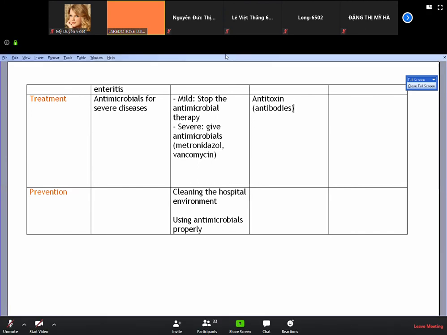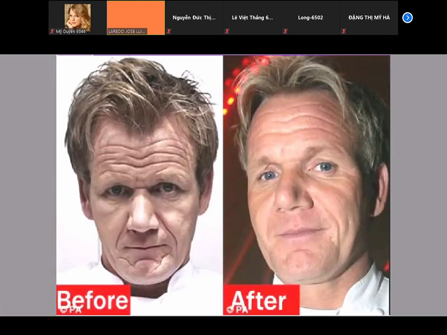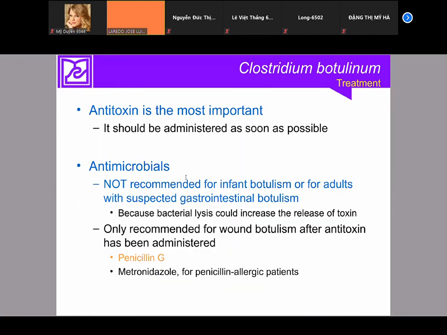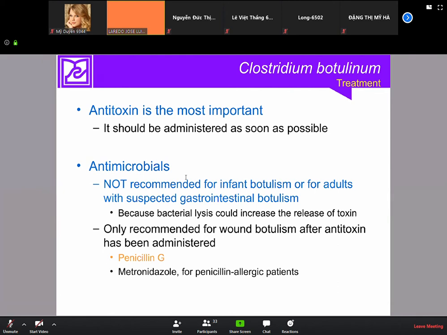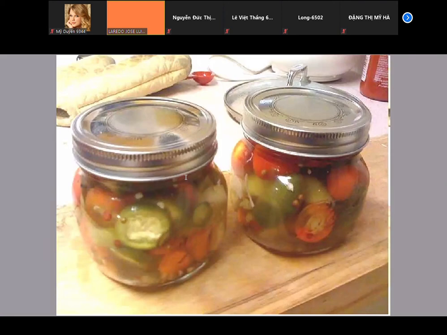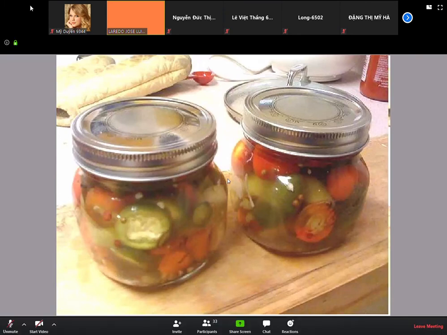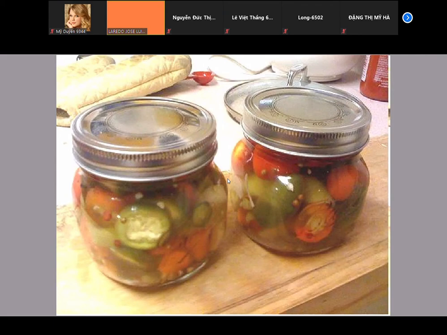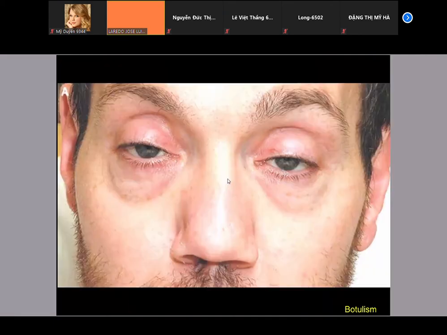And the prevention of botulism requires very careful cleaning of surfaces when you are preparing homemade food. Botulism may appear in outbreaks. Every year we have outbreaks of botulism, and these outbreaks are related to homemade food, like this one. So when we prepare this food, the cleaning of the environment is very important to avoid contamination with the spores of Clostridium botulinum.